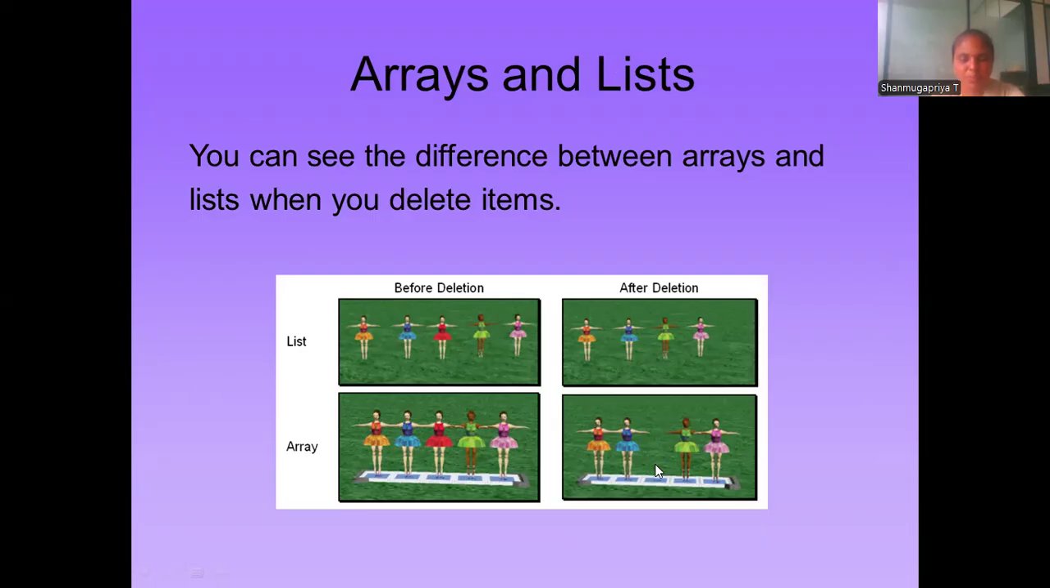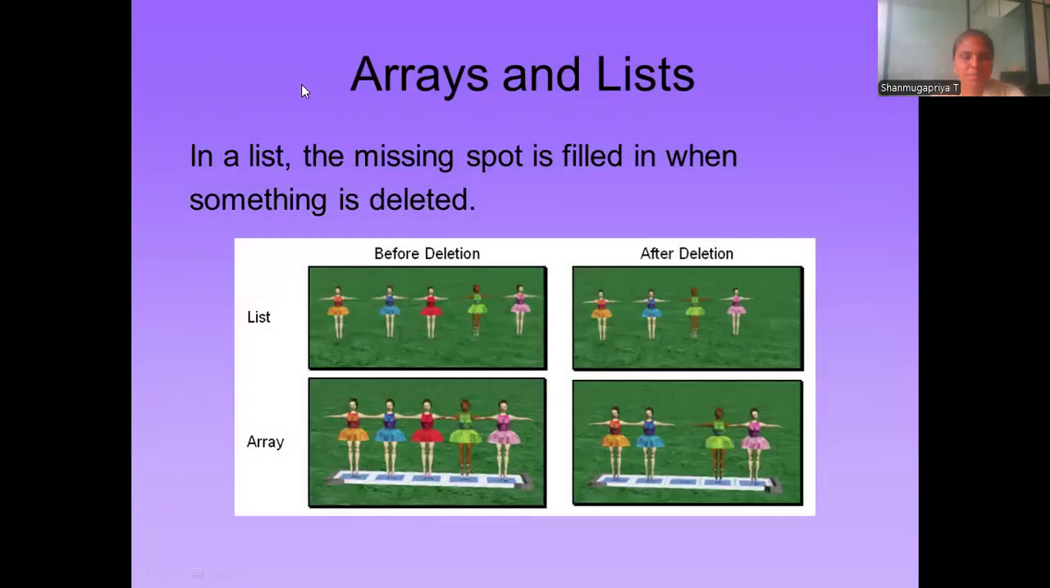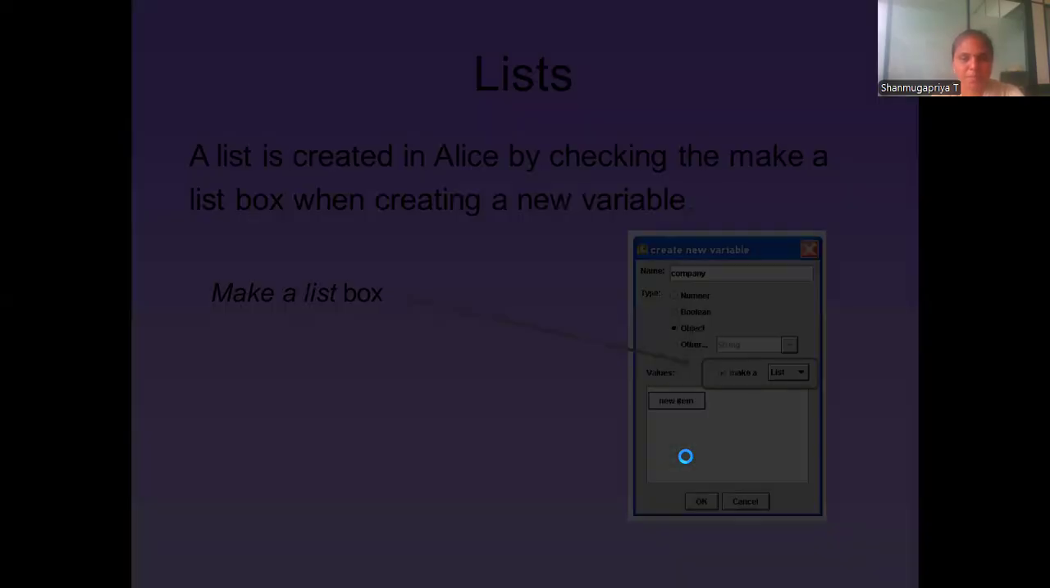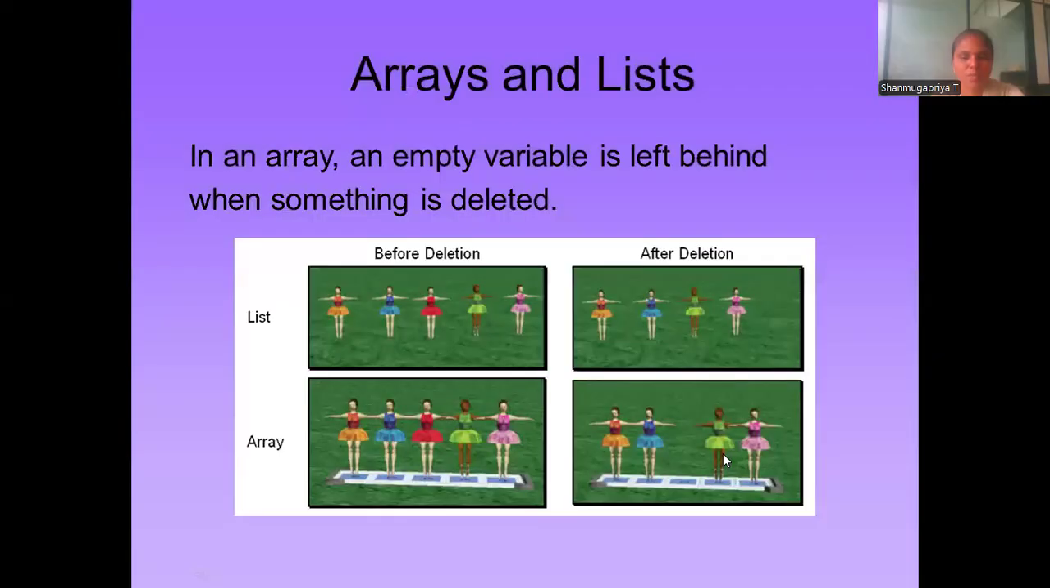You want to fill the gap, so the data present after the deletion should be moved one step forward. See here. In a list, the missing spot is filled in when something is deleted. But in the case of an array, an empty variable is left behind when something is deleted. So you want to move these two persons one step forward.